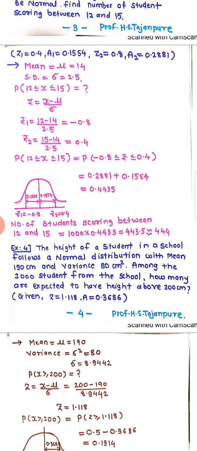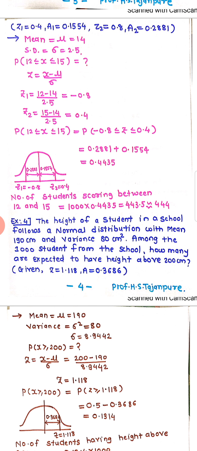So the probability of x lying in between 12 and 15 is nothing but the probability of z lying in between minus 0.8 to 0.4. Which means we have to find the area lying in between minus 0.8 to 0.4.